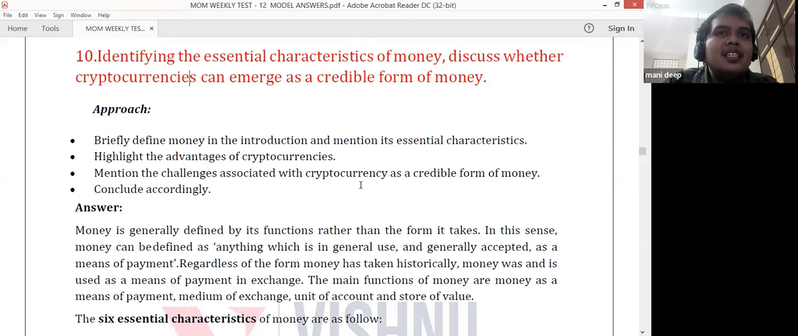So this thing you can write, and in the conclusion, next you can write whether it is a credible form of money. So you can write it can be a credible form of money because it is decentralized. There is no effect of continuous changes by the government, and everyone has an equal say, which is nothing but political empowerment. And also the amount of cryptocurrencies, for example Bitcoin, is very limited. But if it is unlimited, then it's a problem.